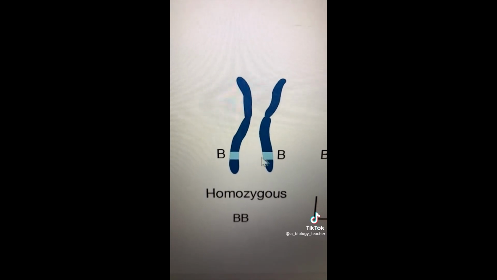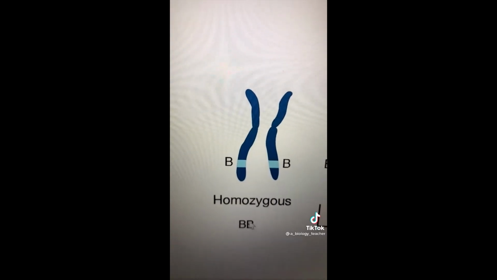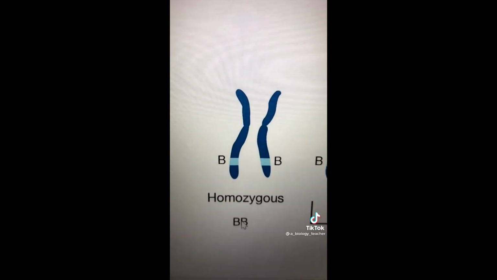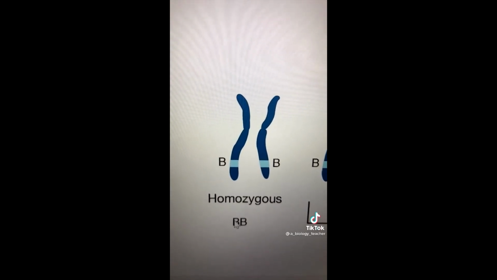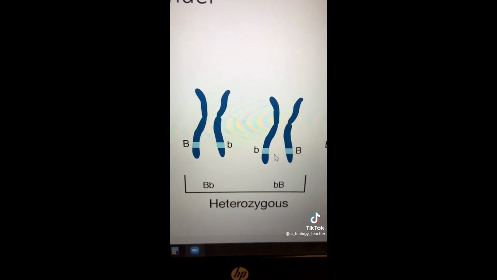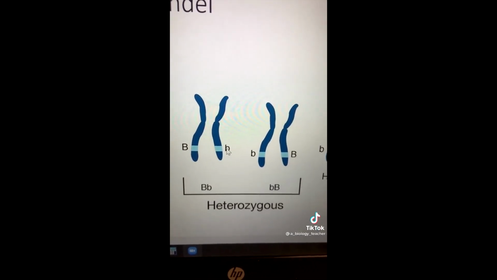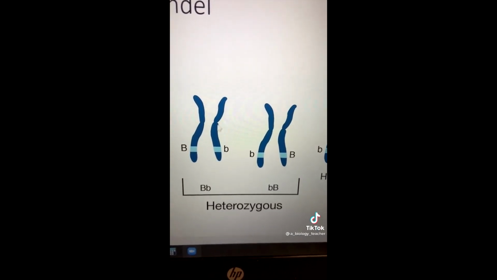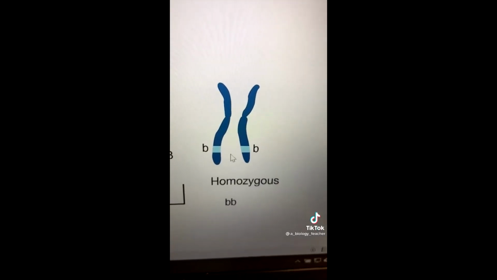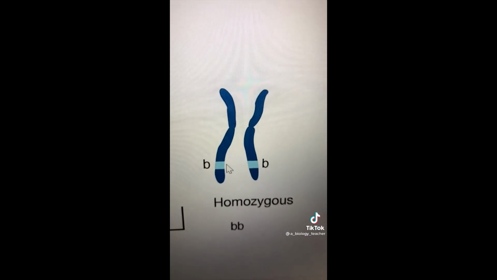Since these two alleles are the same, we call them homozygous. We refer to this genotype as being homozygous dominant. This genotype will express the dominant phenotype since it has at least one dominant allele. These genotypes are known as heterozygous. That's because they have one dominant and one recessive allele. They'll also express the dominant phenotype since they have at least one dominant allele. This genotype is called homozygous recessive. This genotype will express the recessive phenotype.